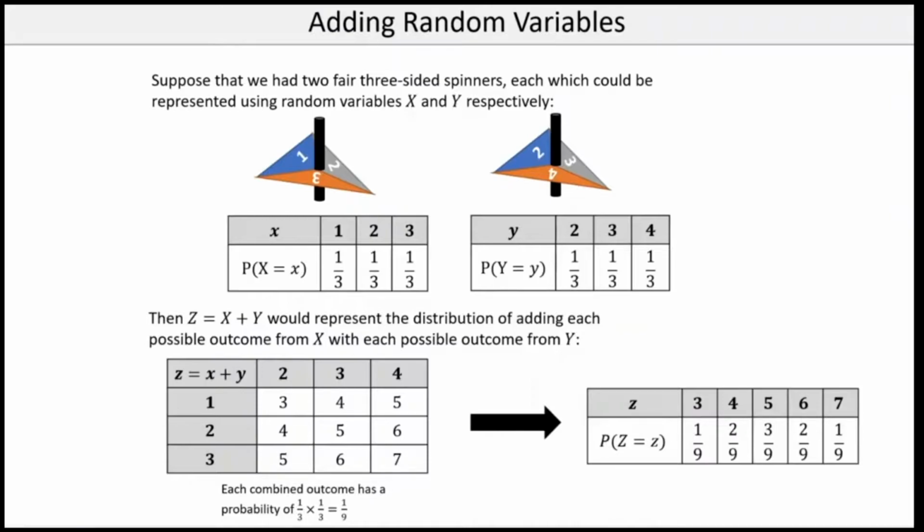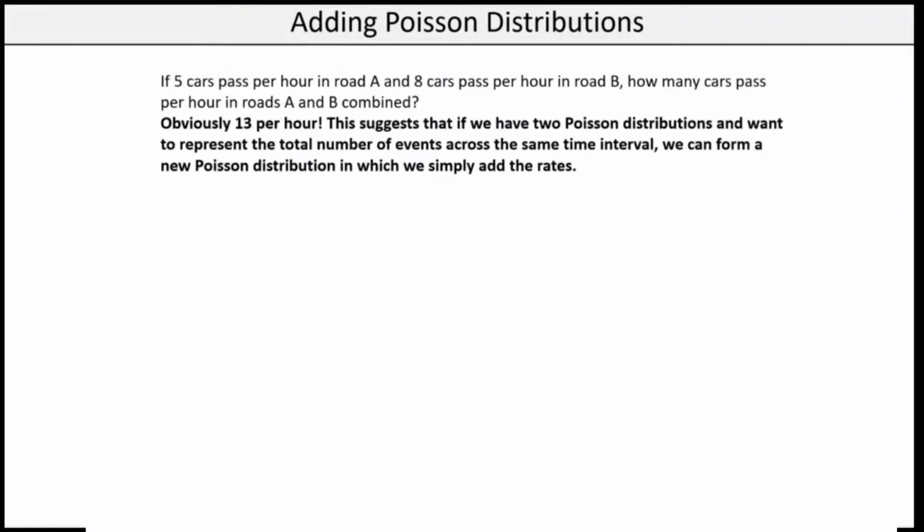So we were able to produce a distribution when we were adding two random variables, but we did have to go through the process of producing the sample space diagram for the combination, and then from the sample space, making a new probability distribution. When it comes to adding Poisson distributions, we can actually combine the parameter as long as the time interval or the space interval or the capacity interval matches. So, by way of example, let's have a think about this.